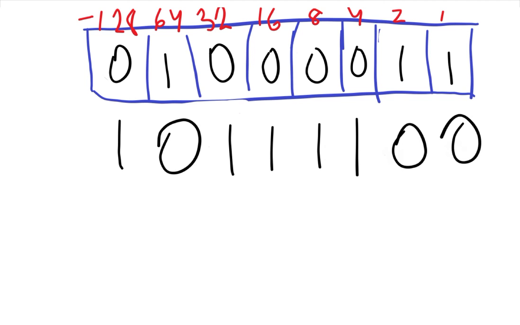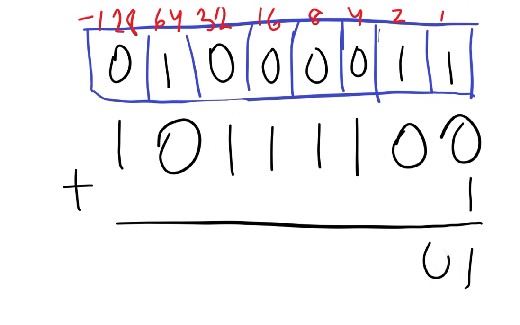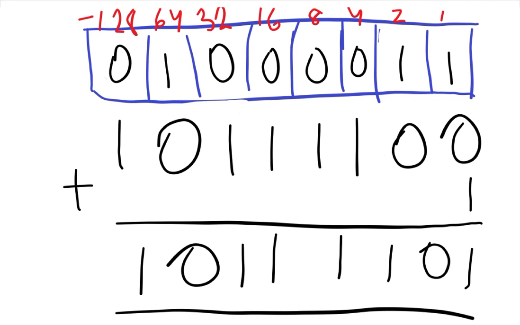0, 0. Then add 1 to that number. 1, 0, 1, 1, 1, 1, 0, 1. This gives us the binary for negative 67, which is 1, 0, 1, 1, 1, 1, 0, 1. This is another method of finding the binary representation of a negative denary number.